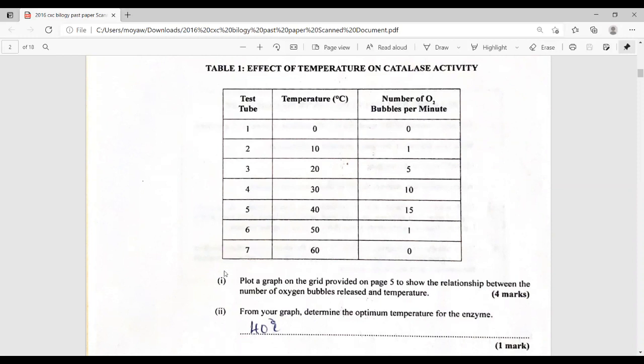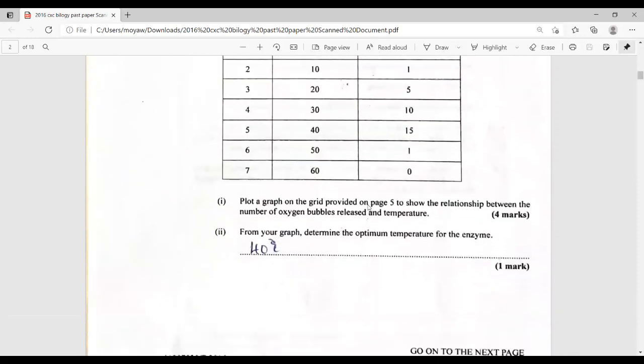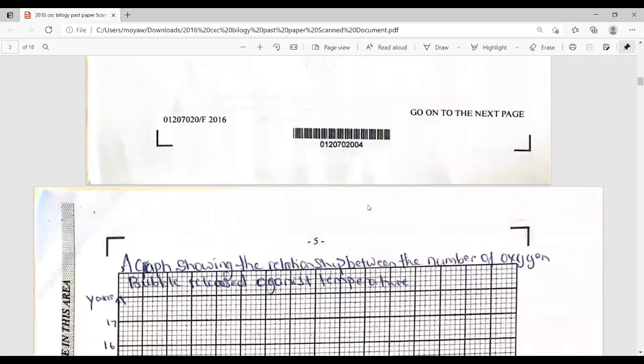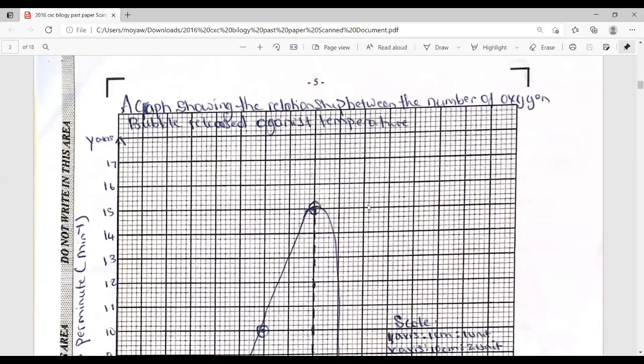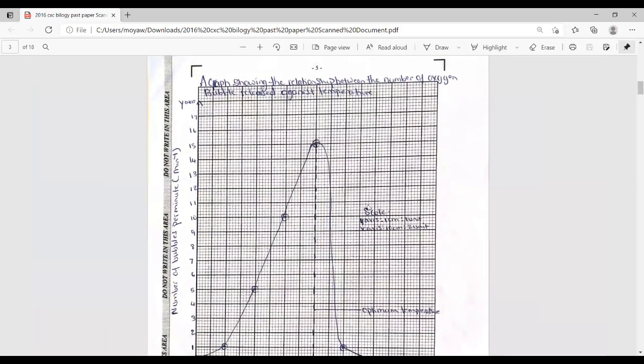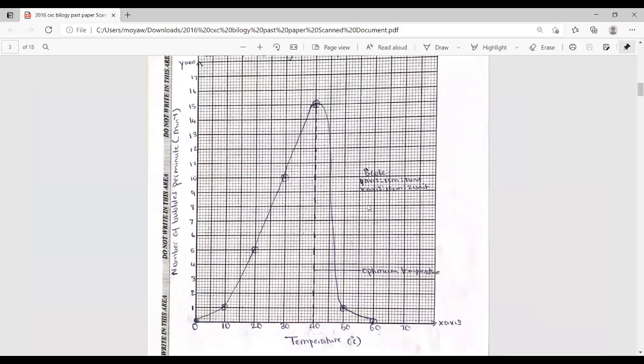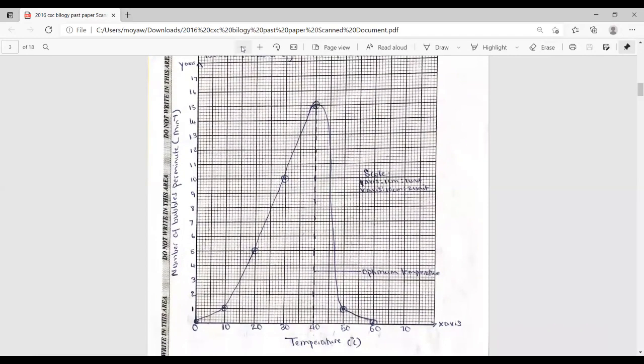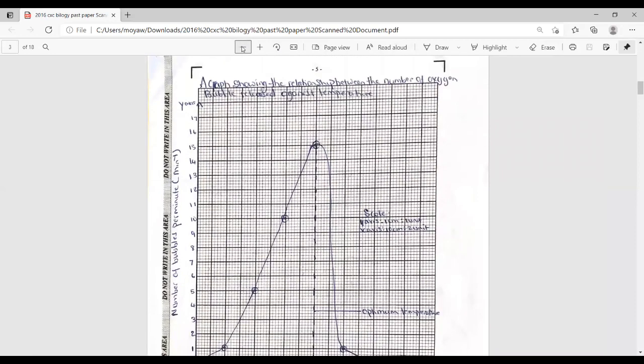So question I. Plot a graph on the grid provided on page 5 to show the relationship between the number of oxygen bubbles released and temperature. So now we're going to plot a graph with these values that were collected, and they told us to do it on page 5. Going to page 5, which is this. I've already plotted my graph. So it looks like this. So this is my graph.